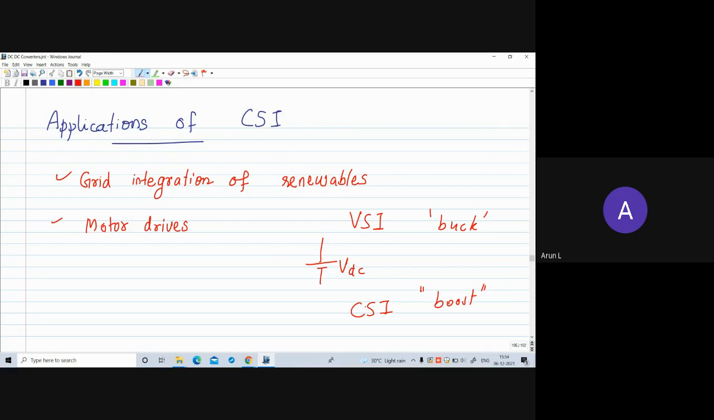So that has wide applications in grid integration, because if you have a PV panel with a low voltage, and you have a grid which has a higher voltage, then since CSI has a boost capability, CSI is preferable to interface the PV and the grid. Because this low voltage can be boosted.